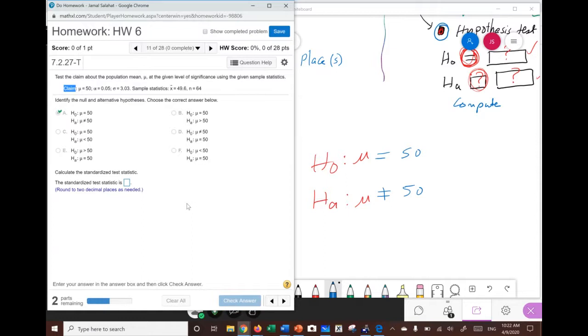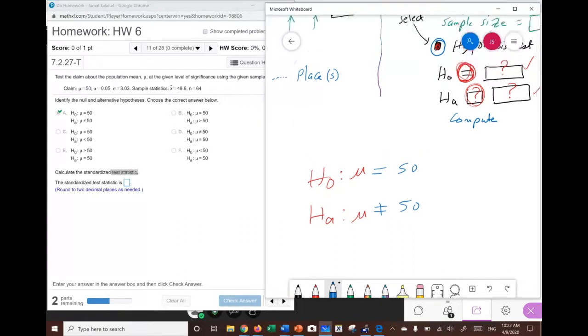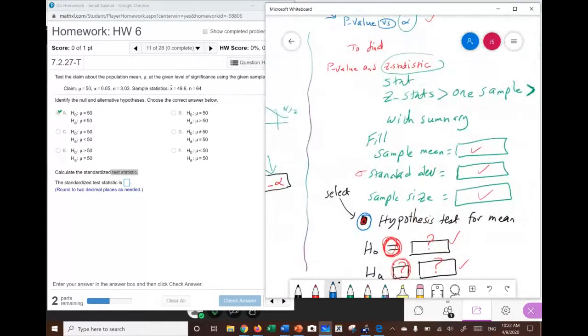The second one is they tell us to calculate the standardized test statistic. So we want the test statistic. To find the test statistic, you follow those steps. So let's follow those steps in our problem here. For this problem, we have the sample mean, which is 49.6. That's X bar. We have the sample size, which is 64, and we have the standard deviation, which is 3.03.